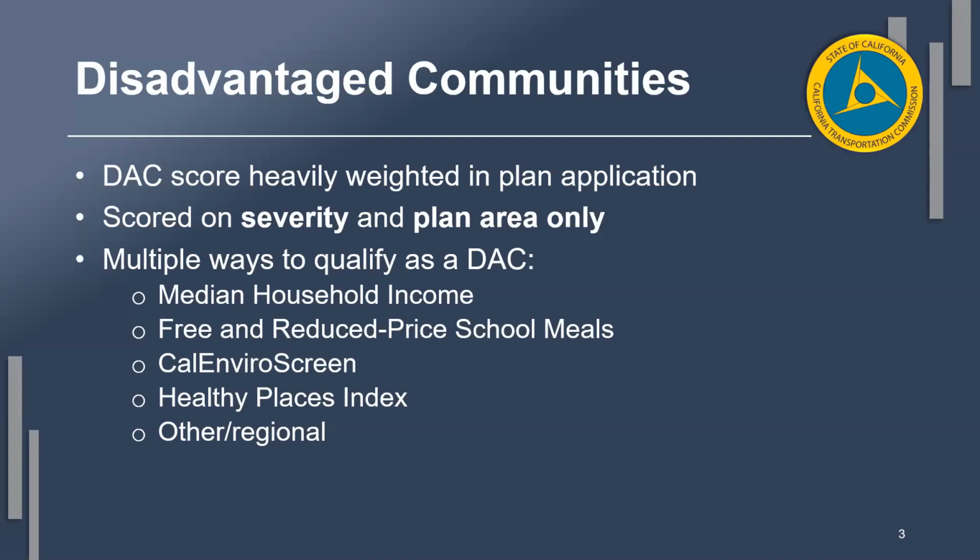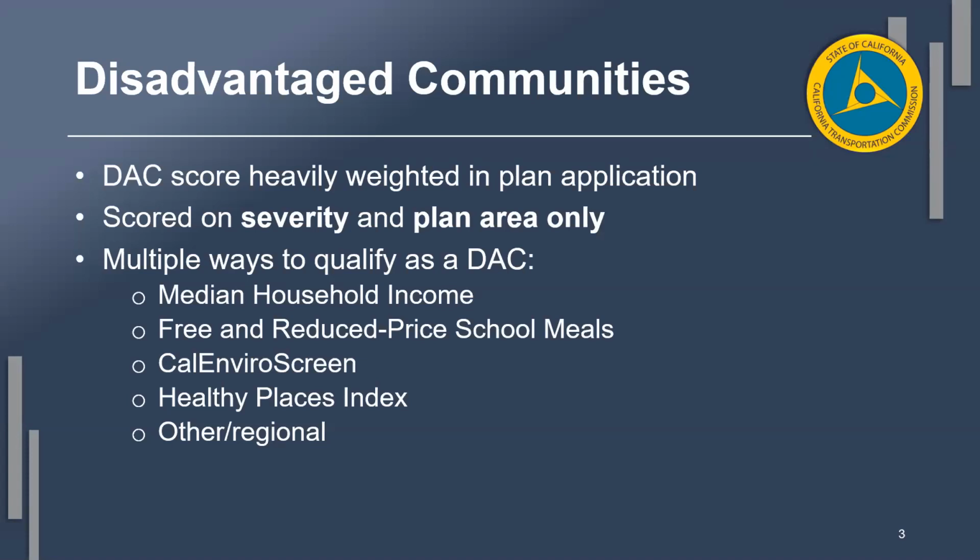So you receive 15 points for severity, or basically how disadvantaged the community actually is, and then up to 15 points for plan area. So how much of the area that the plan covers is a disadvantaged community.